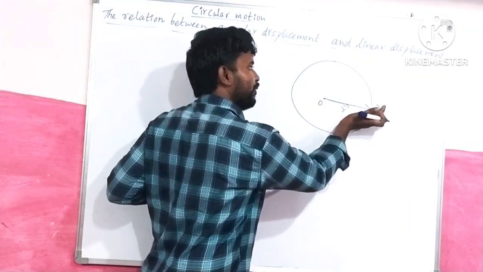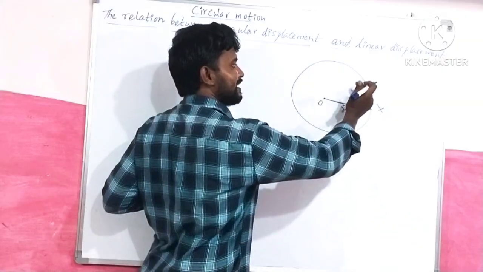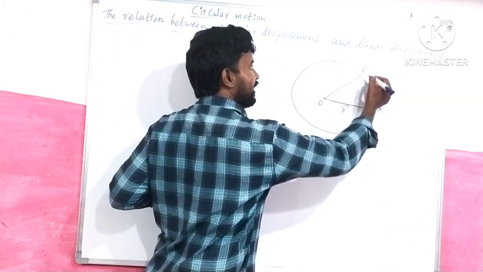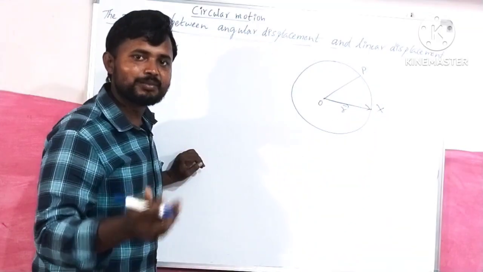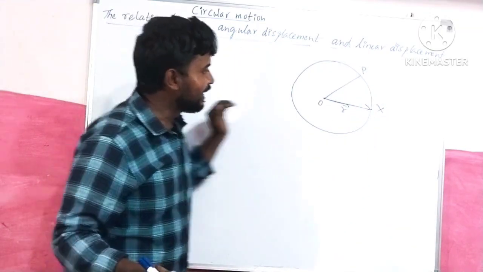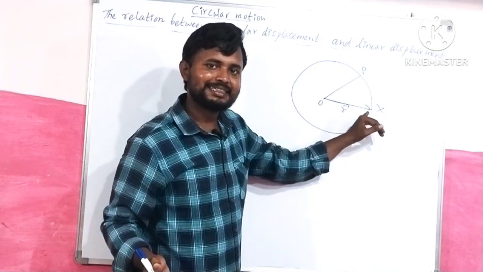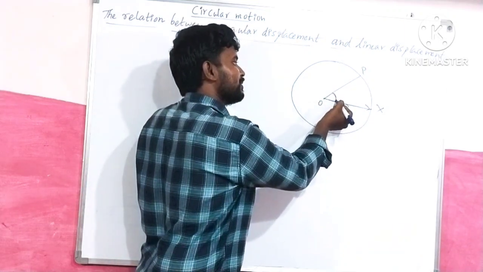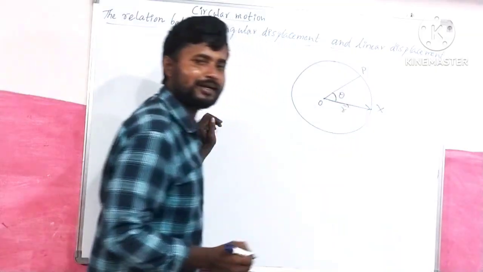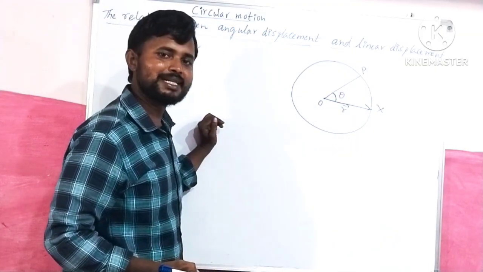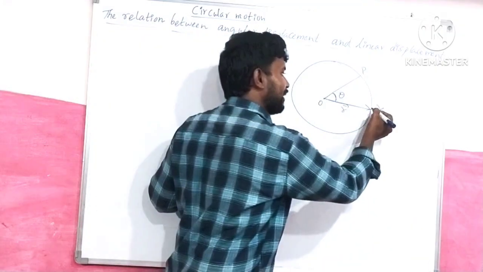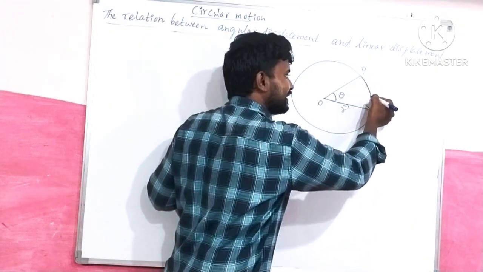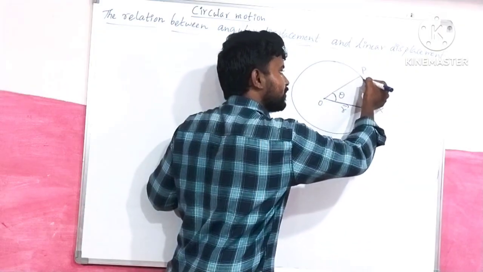So the particle is moving in a circular path. It has an angular displacement as well as a linear displacement. At time t equal to 0 seconds, the body is here. At time t1 seconds, the body covered some angular displacement, here it is theta. Next, the body covered the linear displacement. Here px is called the linear displacement.